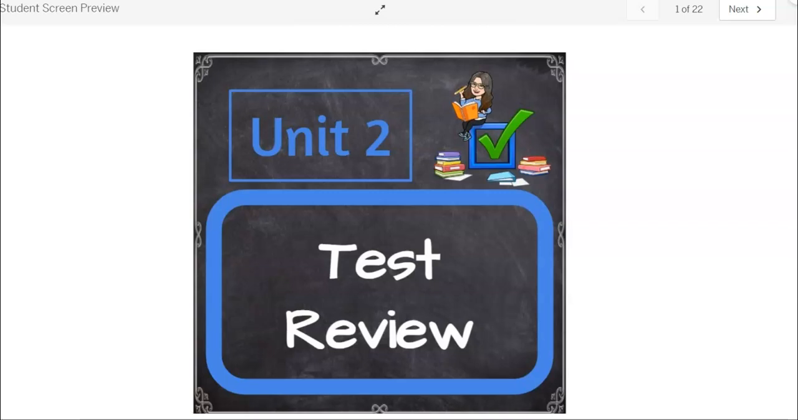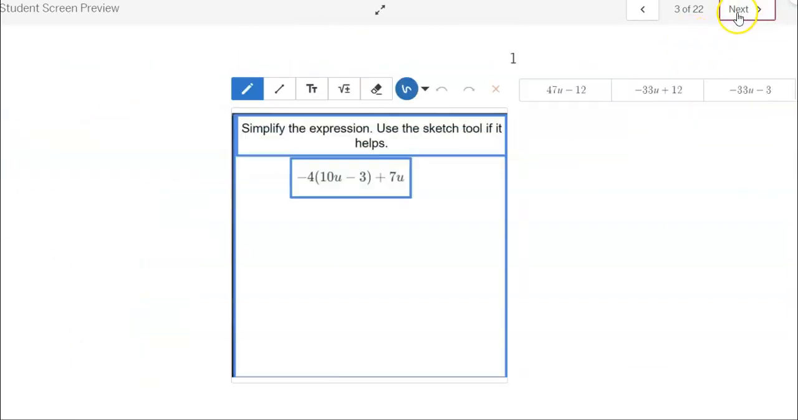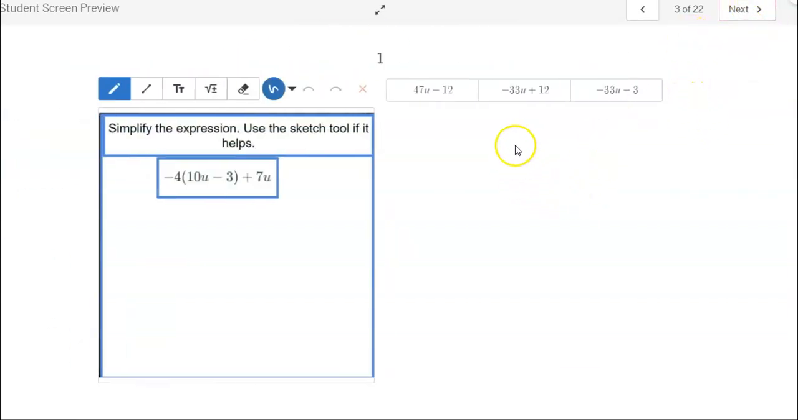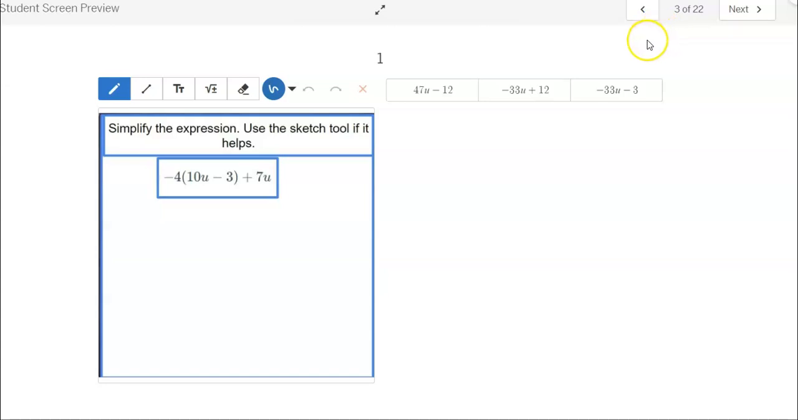So let's get started. These are the objectives here, and also your key vocabulary that was with this unit. All right, so here we have problem 1, and problems 1 and 2 are similar. They're both simplifying expressions. I'm going to work problem 1, and then you will be working problem 2 on your own. They are multiple choice, so you would be choosing one of the answer choices as your choice.